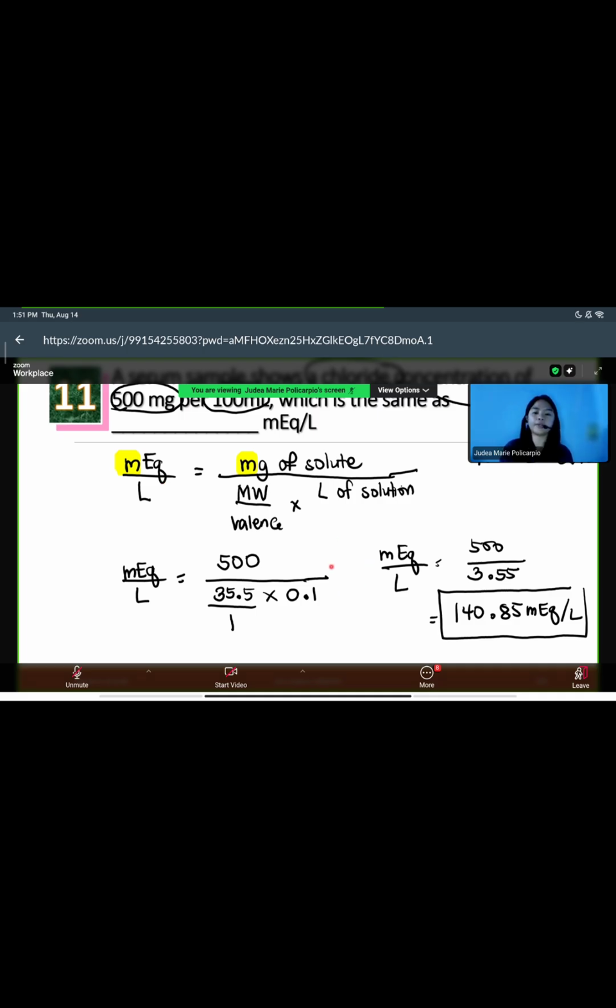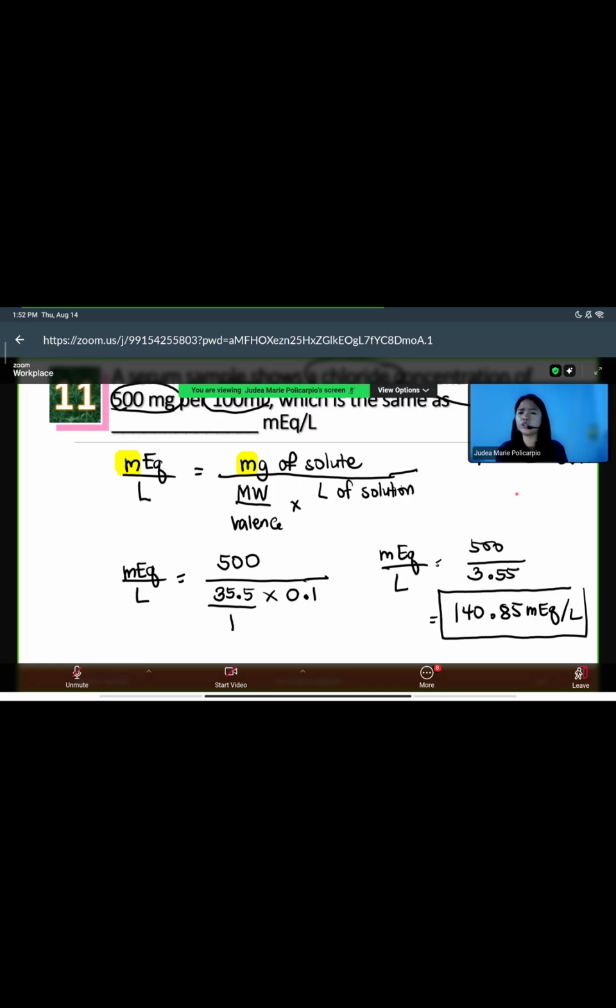Okay, so still we have the final answer. For item number 11, we have 140.85 milli EQ per liter. Okay? So, yan yung ating item number 11. So, I do hope nasusundan naman. So, again, hindi ko lang yata nailagay yung atomic weight. Okay, ang atomic weight ng chloride again is 35.5.